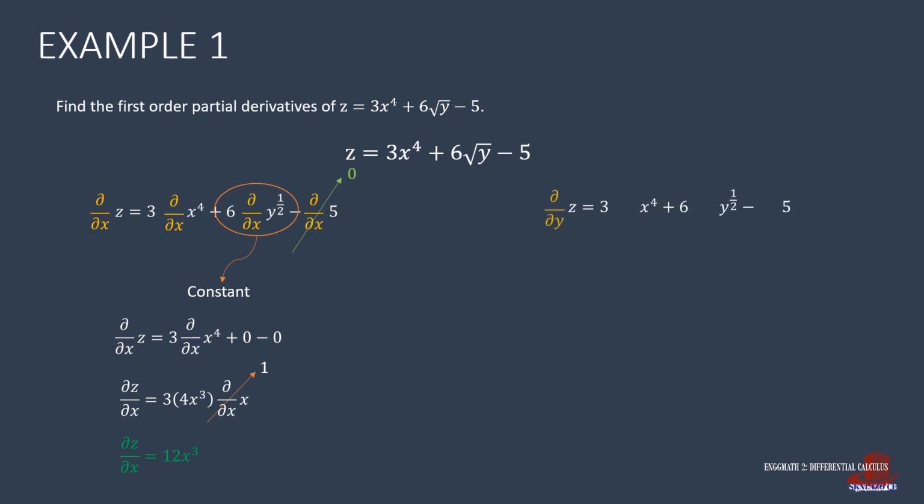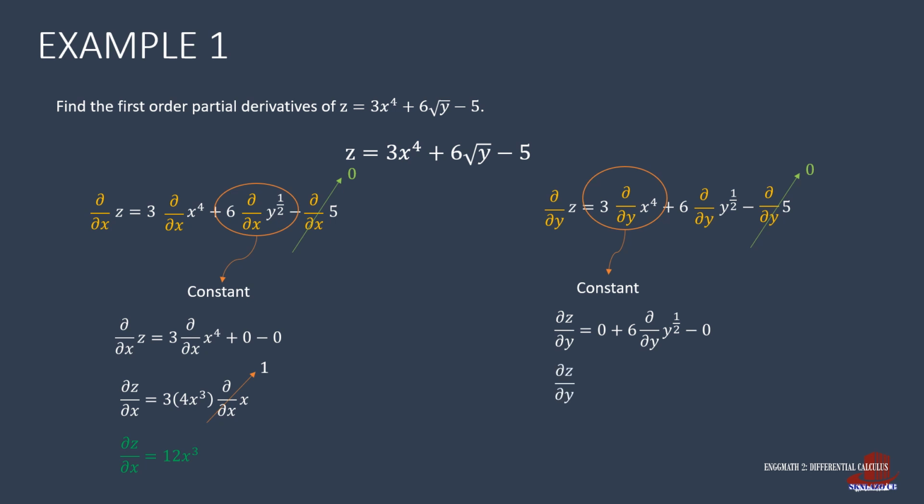Next is to take the derivative of the function with respect to the other variable y. Just the same, the last term will be simplified as 0, and also the first term is considered as constant, since it is with an x variable and we are solving for the derivative with respect to y. The shorter form of the function is 0 plus 6 times the partial derivative of y raised to 1/2 with respect to y minus 0.